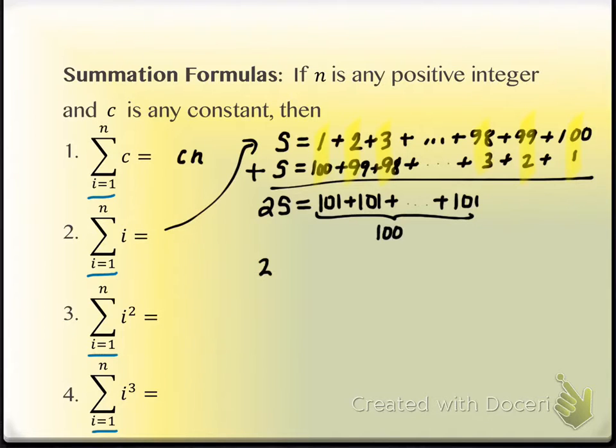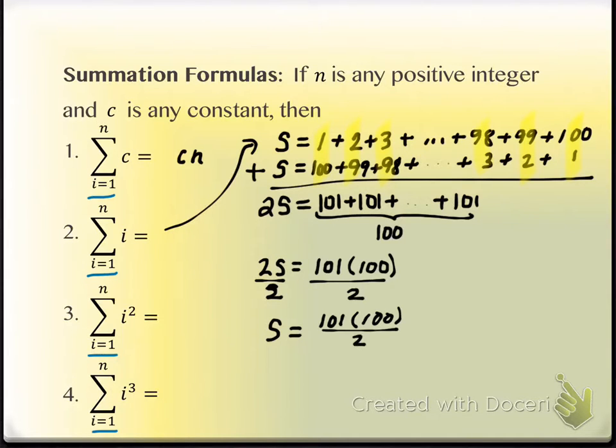So what is a shortcut way of writing 101 plus 101 plus 101, 100 times? 101 times 100, right? So far, so good? I don't really want to know what 2s is, though. I want to know what s is. So my s value is 101 times 100 divided by 2.